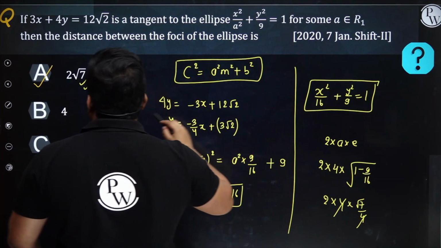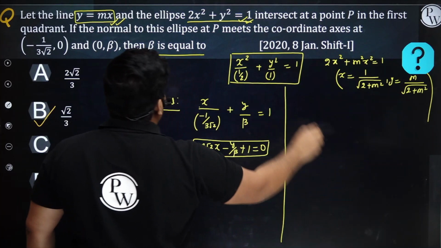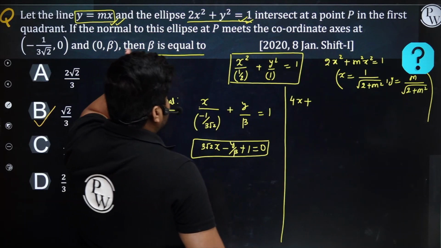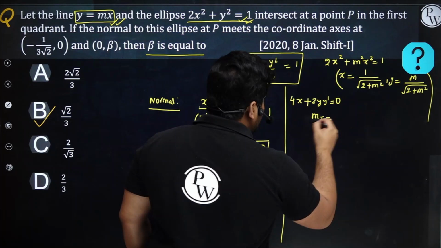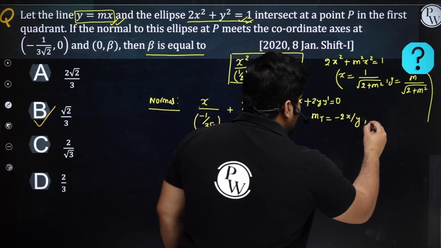Okay, yeah. If you write the equation of normal, what is the slope here, guys? We have the points, no? It will help us. Differentiating, it is 4x plus 2y y dash equal to 0. So the slope of tangent from here is equal to minus 2x upon y. Slope of tangent y dash will be equal to minus 2x upon y. So from here the slope of normal will be equal to y upon 2x.